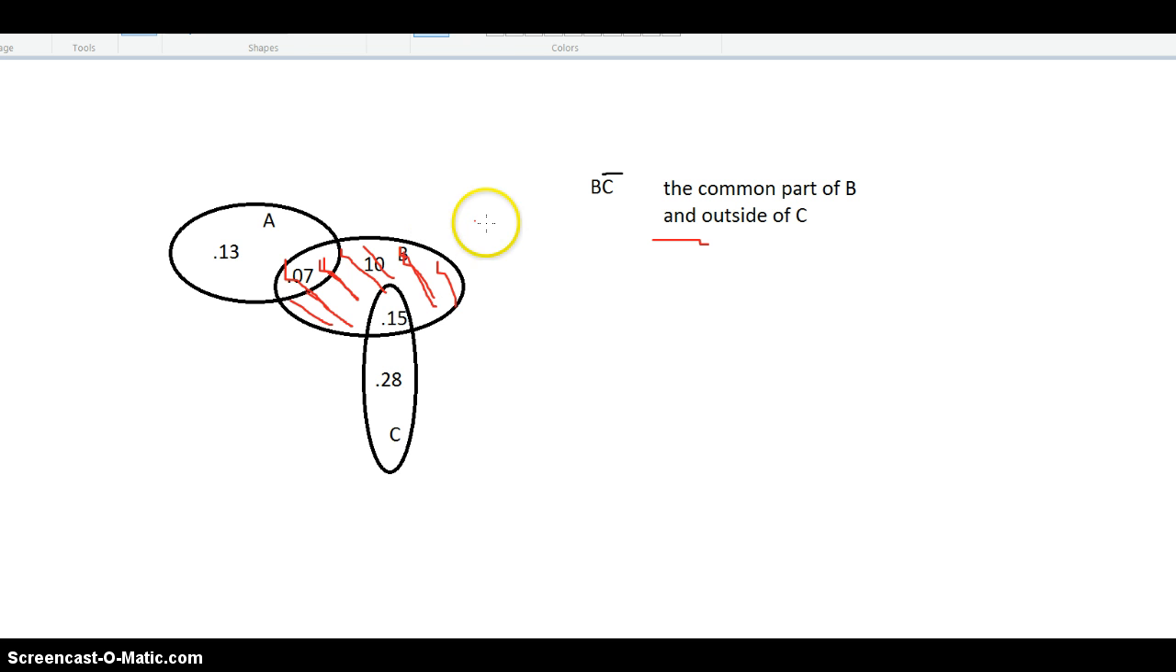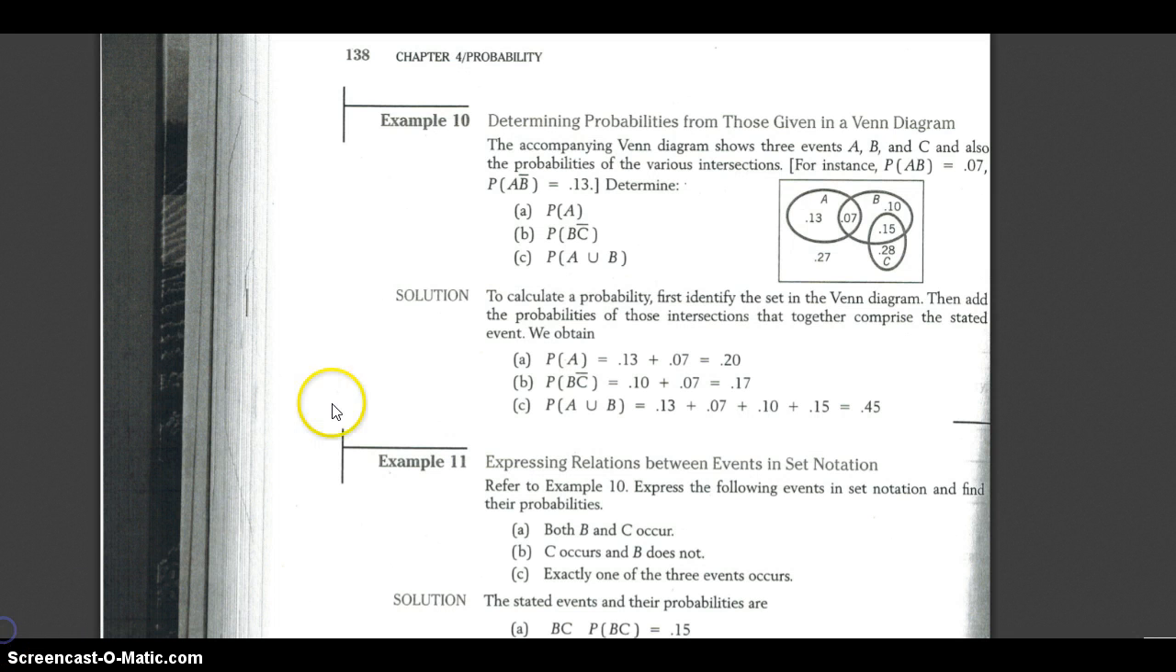So that satisfies the condition we want, B, C bar. Okay, so by looking at the picture, it's very easy. The probability will be adding these two sections. The probability for this little part is 0.07 plus this bigger part is 0.10. So we get 0.17 as the answer right here, 0.17.